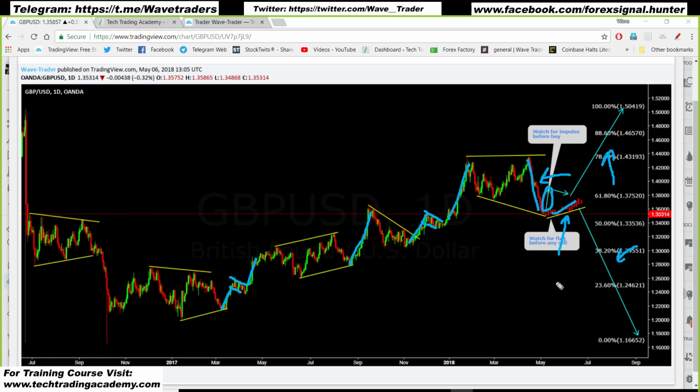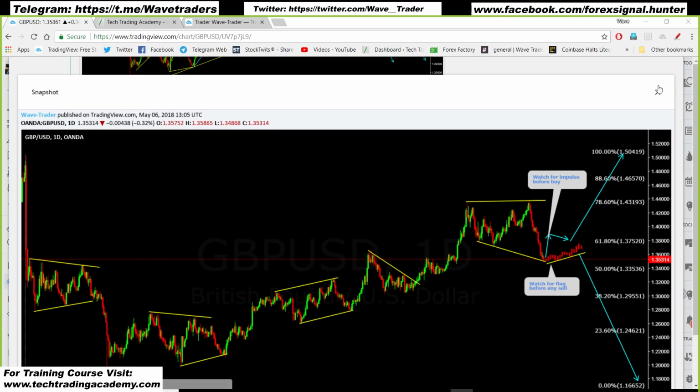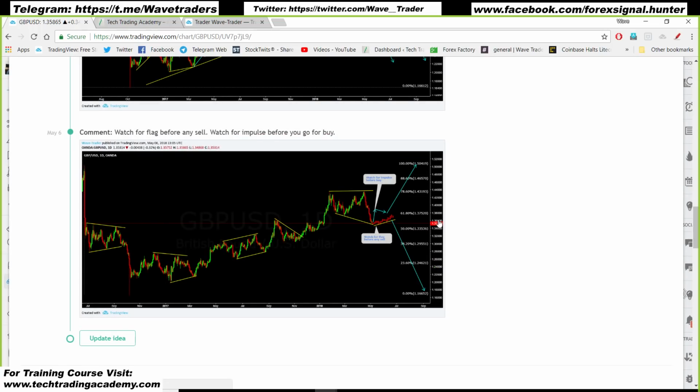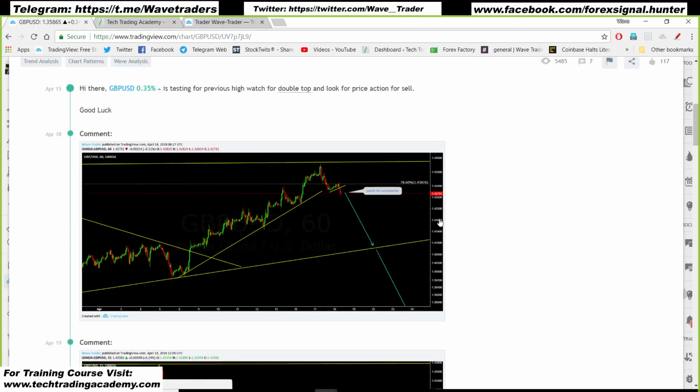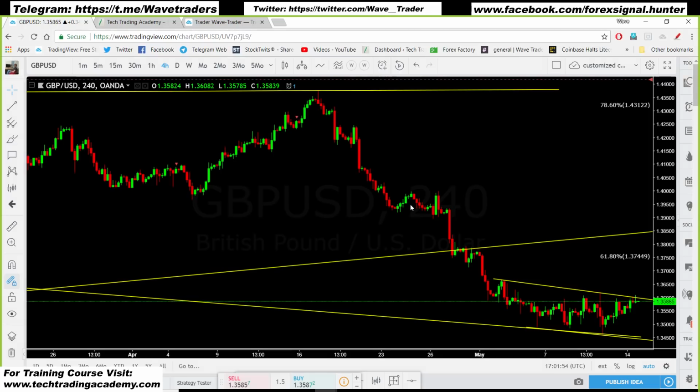So we are waiting for both. We are waiting for the correction for more downside. We are waiting for the impulse. If impulse, we're going to start to buy. If we don't see that impulse, we're going to see correction, and we will keep selling the pound dollar. We will keep adding more on the pound dollar for more downside.